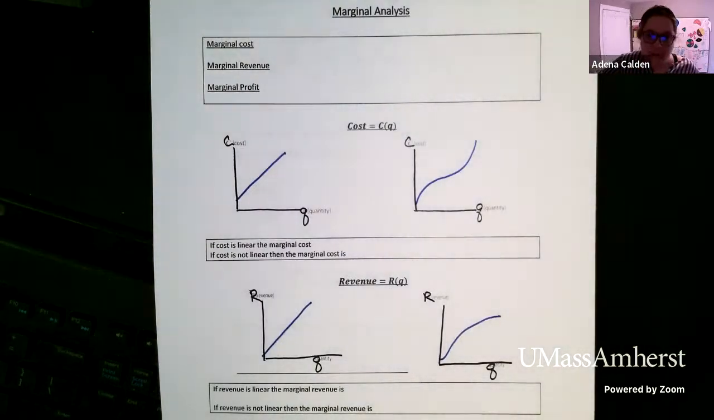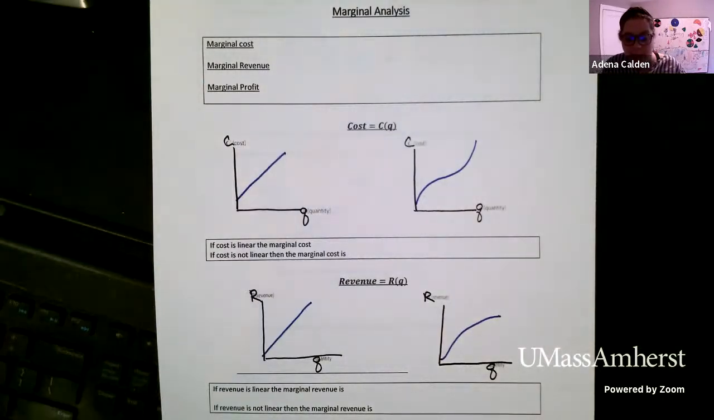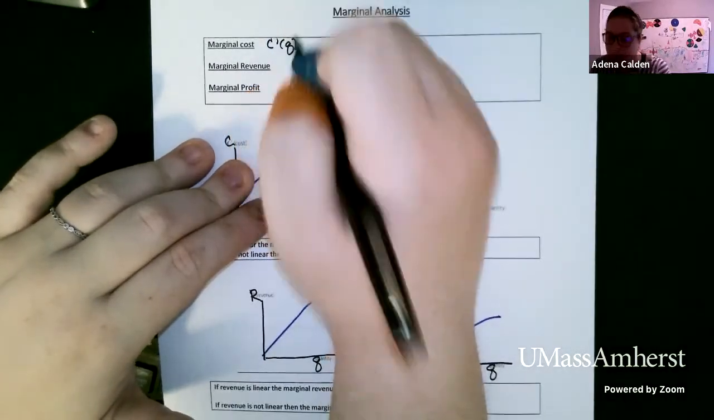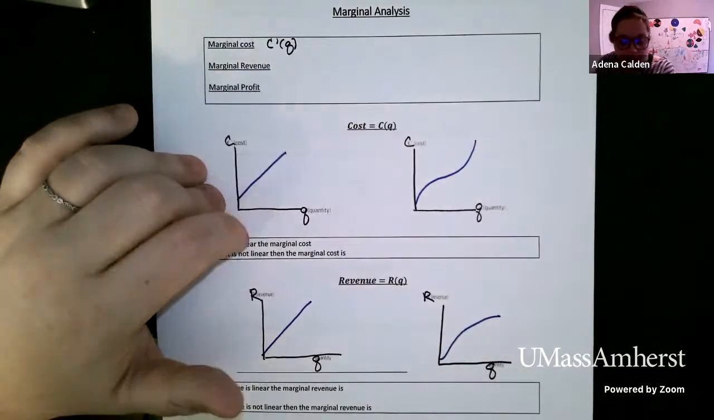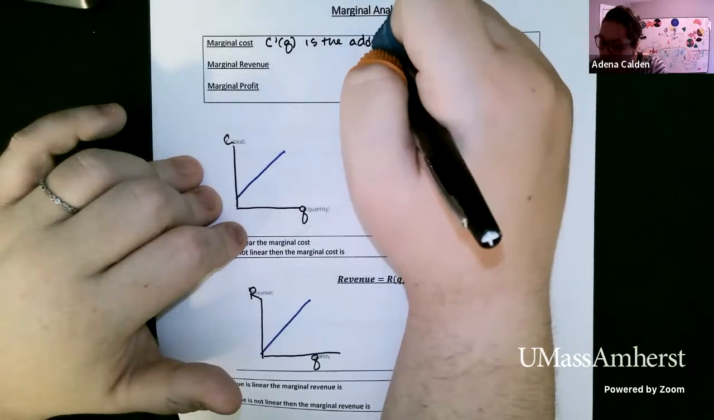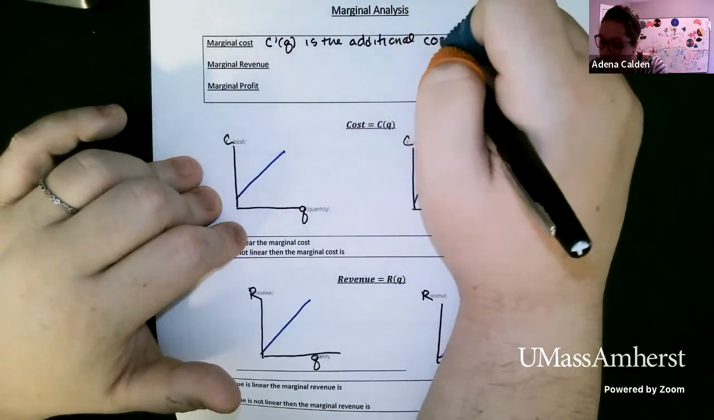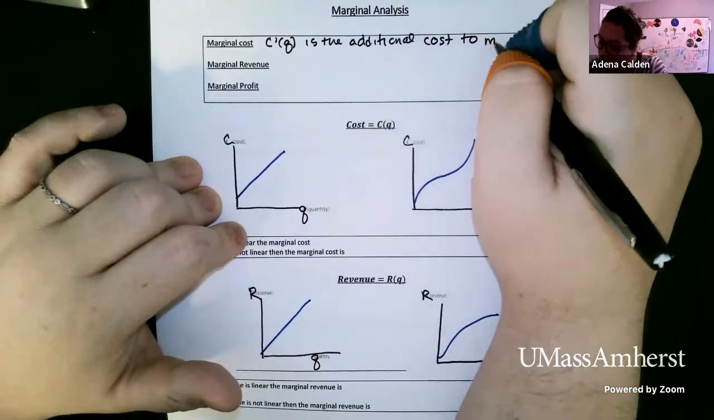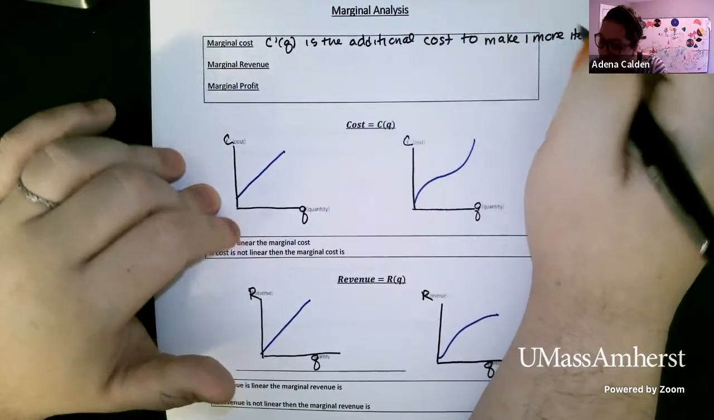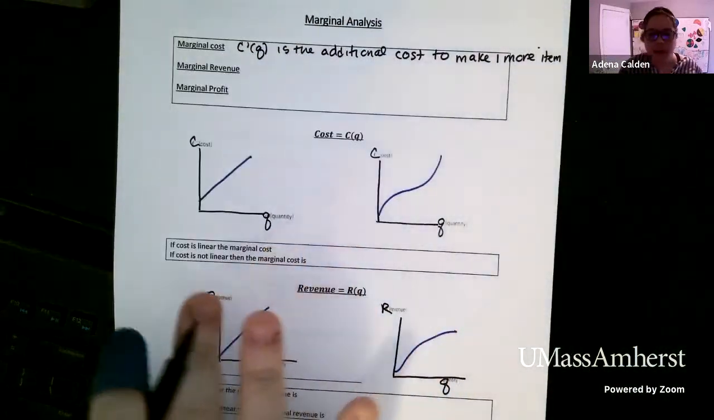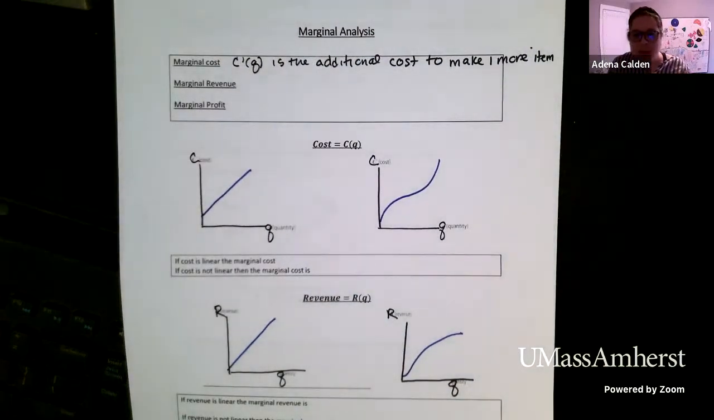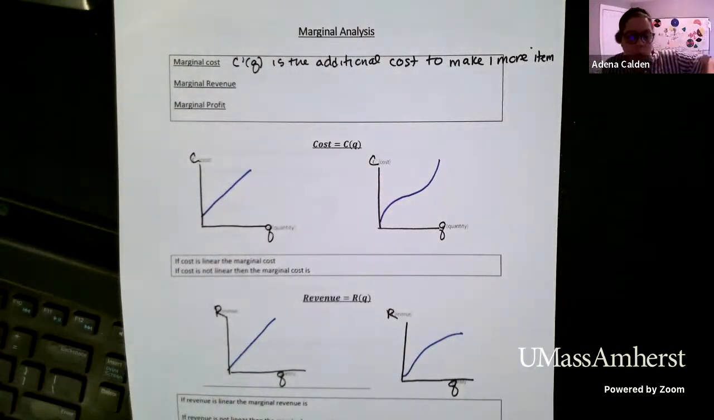So let's talk about what marginal cost is, sort of as a definition, and then how we calculate it. So marginal cost, which we're going to notate as C prime of Q, so the derivative of cost, is the additional cost to make one more item. Remember, cost is how much it costs you to make something, okay? So the marginal cost is the derivative, the rate of change of cost at a point, and it's the cost to make one more item.